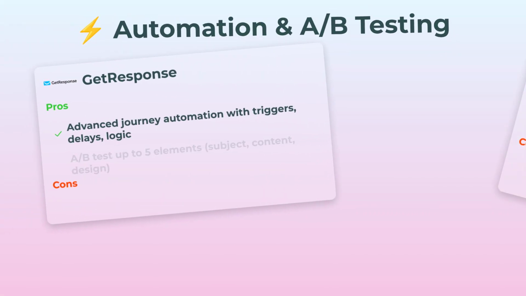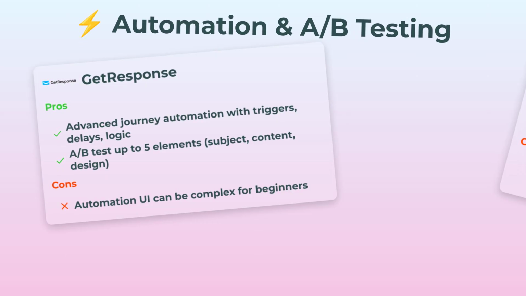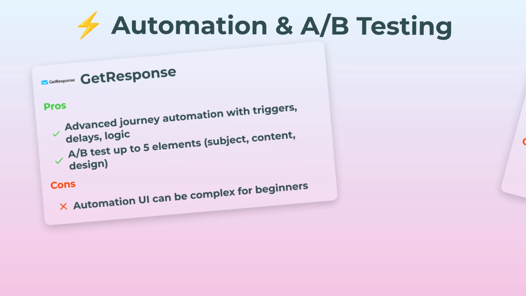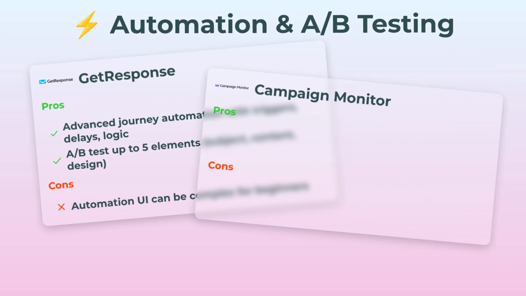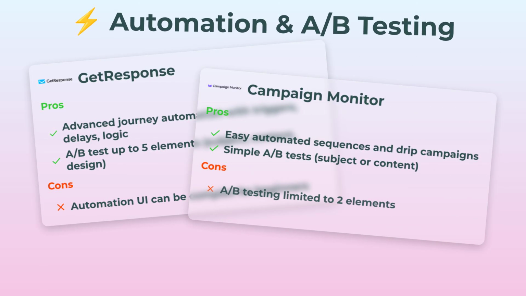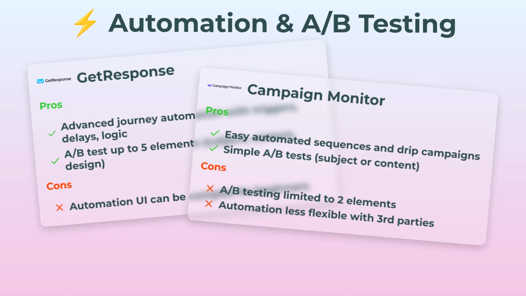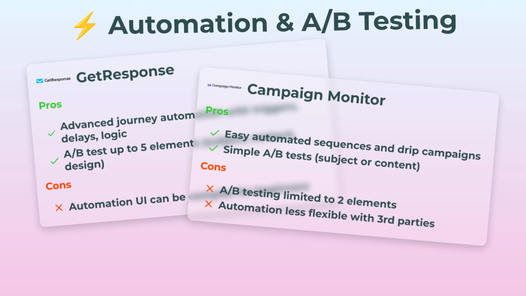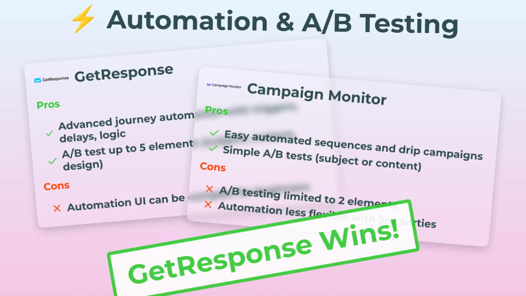Automation and A/B testing. Let's talk about how nerdy you can get with your campaigns. With GetResponse, you get advanced journey automations with all the triggers and conditions. Plus, you can run A/B tests on up to 5 elements, like subject lines, content, and design. That's kind of wild. The only thing is, if you're new, the automation interface might be a bit intimidating. Meanwhile, Campaign Monitor keeps it simple: easy drip campaigns and sequences, and straightforward A/B tests. But you're pretty much limited to 2 things: subject or content. If you want more control, GetResponse is the winner.